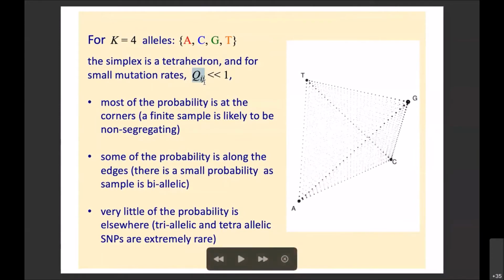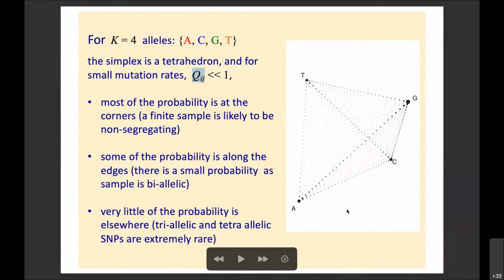And if you do a numerical simulation, you'll find that just in the same way that the beta distribution was concentrated at the edges, the simplex, I said before, was a tetrahedron. This is a numerical simulation of the stationary distribution, and you'll find that the probability is concentrated at the corners.